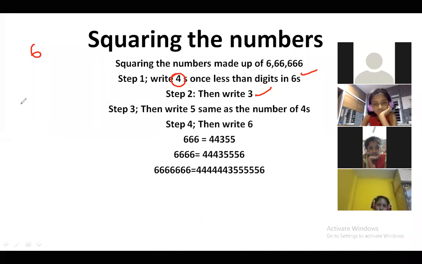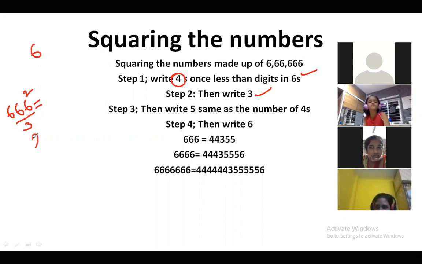We will start. I'll explain one. Okay. Let us find the square of 666. See, I'm going to write the answer directly. I don't want to follow the usual method. First, what should you do according to the first step? Write 4s. How many 4s should you write? One less than the digits in 6s. How many 6s are there? 3 6s are there, no? So you should write one less, that means 2. Okay, 2 4s you should write.